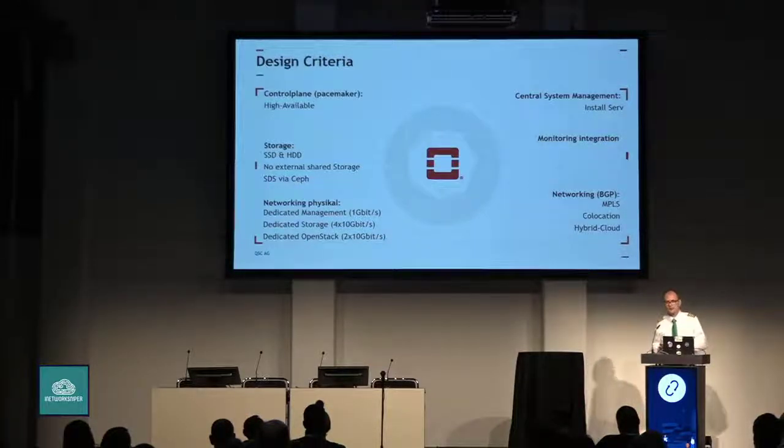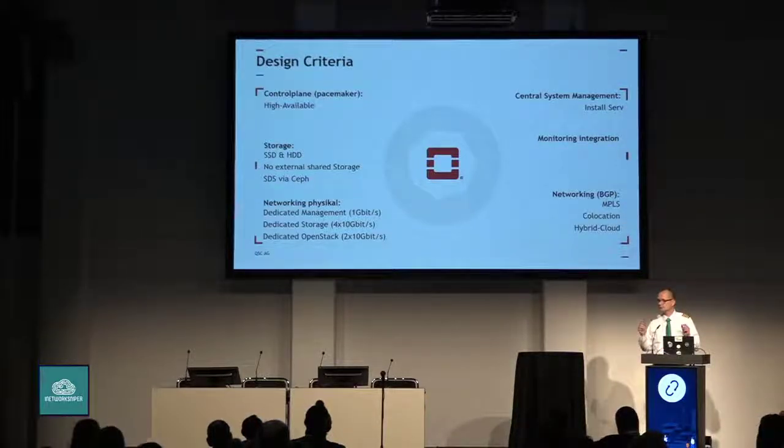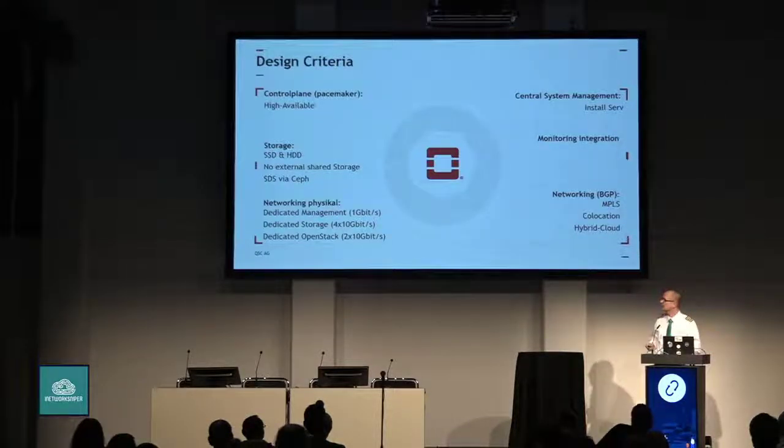On the storage side, we want to get rid of any legacy shared storage device. So we want to use just local disks. But we want to have storage classes, so we have SSDs and spinners. And this was the decision to use Ceph as the main and only data backend. This is used for the users, as the Cinder backend, but also for the infrastructure itself. If you know a little bit about Pacemaker, you need a STONITH device. And so we also use Ceph here as the STONITH device.